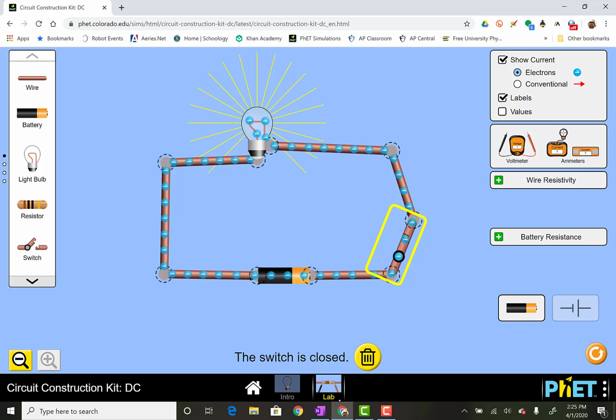Yeah, that's right. It's the electrons. The electrons are the charges that actually move. However, there's a little section up here. It says show current, electrons, or conventional current. I'm going to switch it now to the conventional current. And you can see the charges go in the opposite directions. Electrons are moving clockwise around this circuit. The conventional current goes counterclockwise.